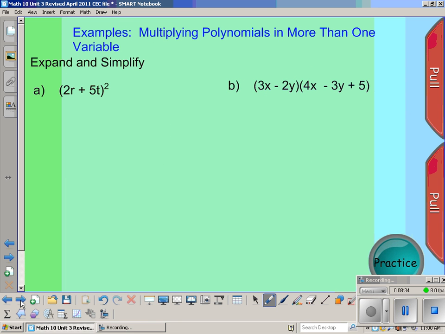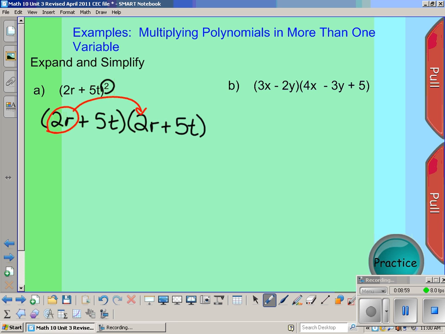Sometimes we have 2 variables. The process is still the same. An exponent of 2 means this bracket occurs twice. And now we have just a binomial times a binomial multiplication. You can use your rectangle model or you can use your distributive property. It's up to you. We use the distributive property.